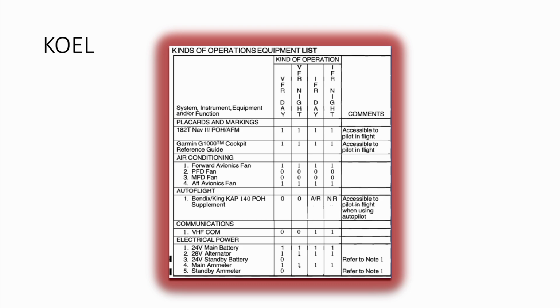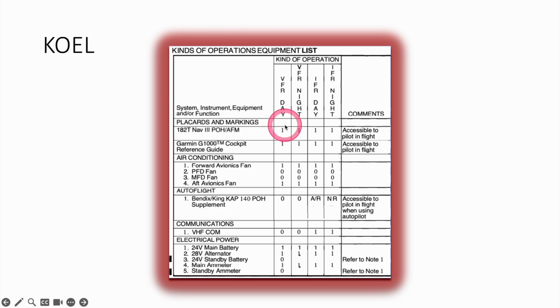So in addition to the regulations, most aircraft will have a kinds of operations equipment list, or KOEL. This will be in the POH, and it lists what items are required for different conditions. So day VFR, night VFR, day IFR, night IFR.